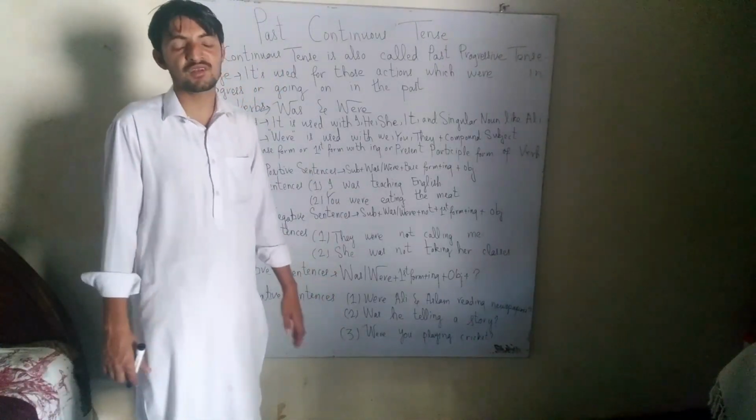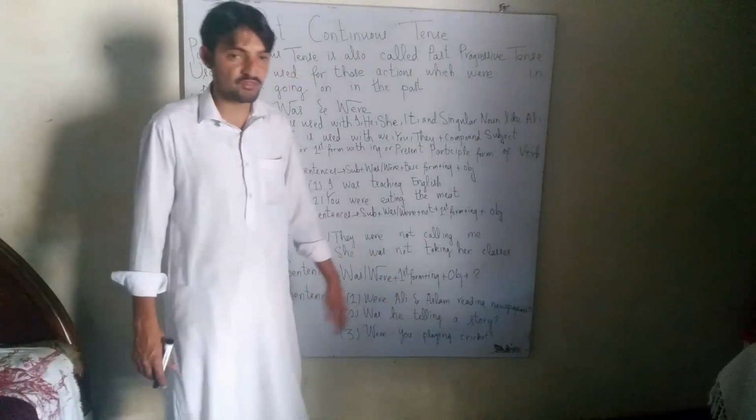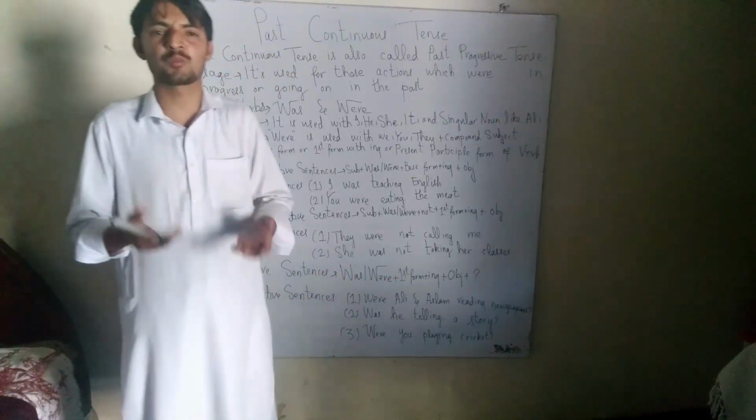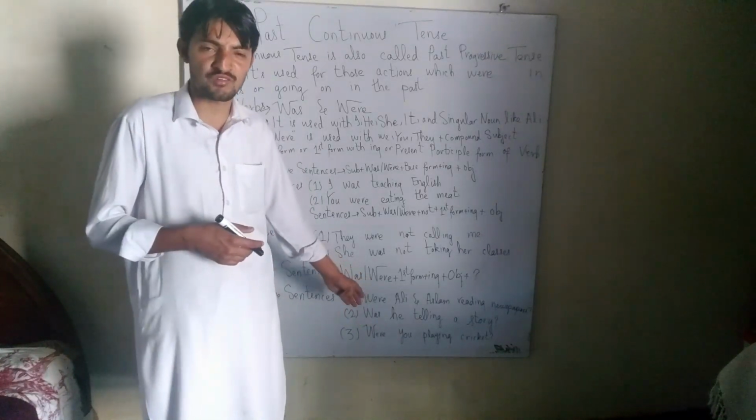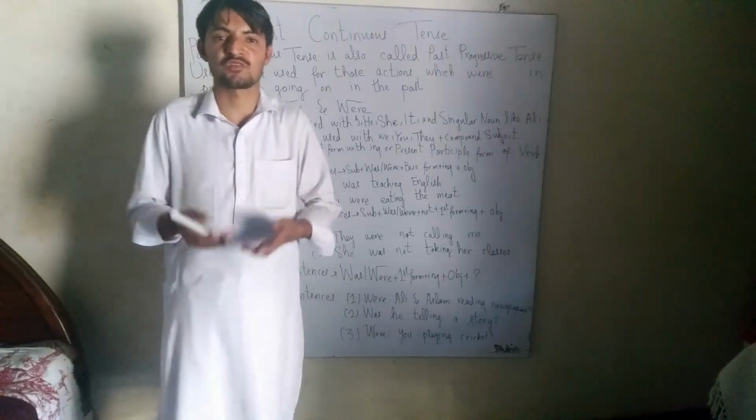Then we have the final sentence, the last sentence of our lesson: were you playing cricket? We have to use were with the second person. In this case we have the second person you. So we always have to use were with the second person you.